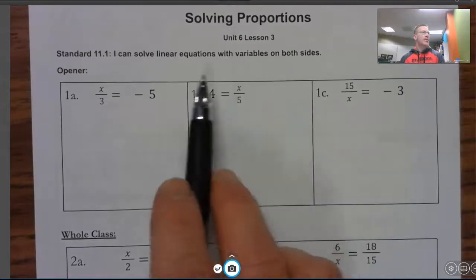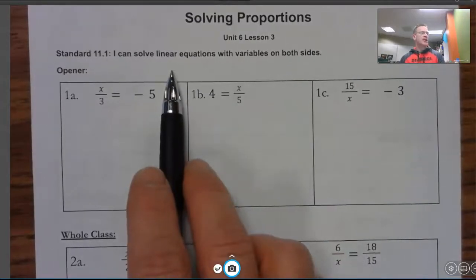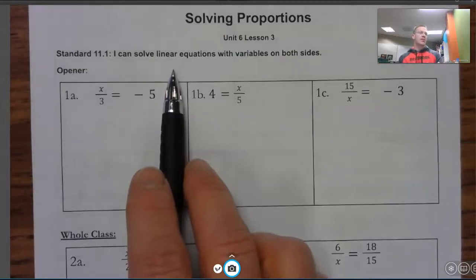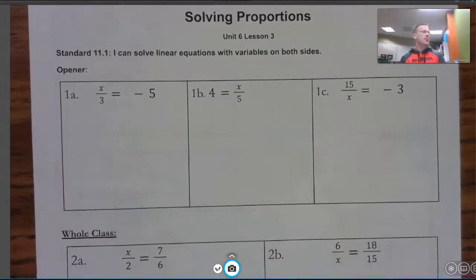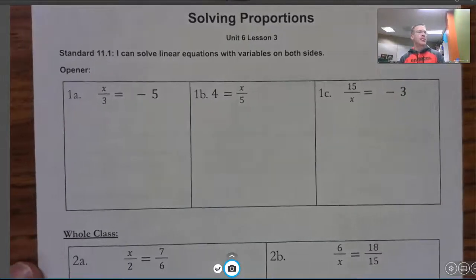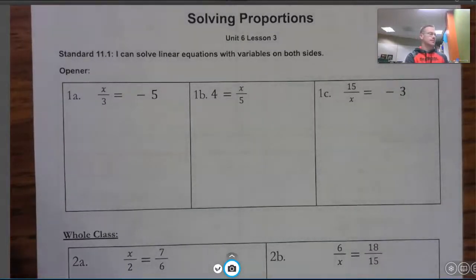To get you thinking about this, we've really already done some proportion work, even though we didn't use that terminology. So you already know how to solve these, but we want to pull your attention to specific details to help you work through them. Go ahead and work the opener, 1A, 1B, 1C. Solve these three problems, flip the video back on, and we'll see how you did.